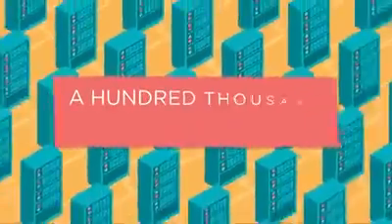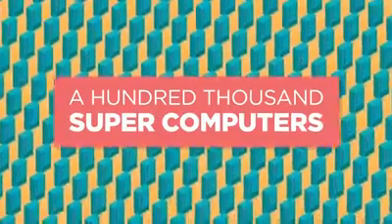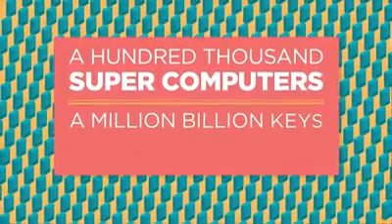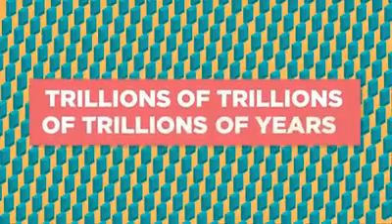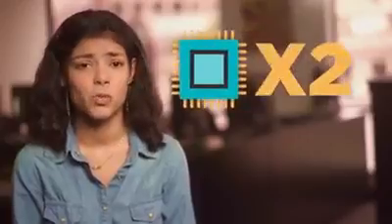Even if you had 100,000 supercomputers and each of them was able to try 1,000,000 billion keys every second, it would take trillions of trillions of trillions of years to try every option, just to crack a single message protected with 256-bit encryption. Of course, computer chips get twice as fast and half the size every year or so. If that pace of exponential progress continues, today's impossible problems will be solvable just a few hundred years in the future, and 256 bits won't be enough to be safe.